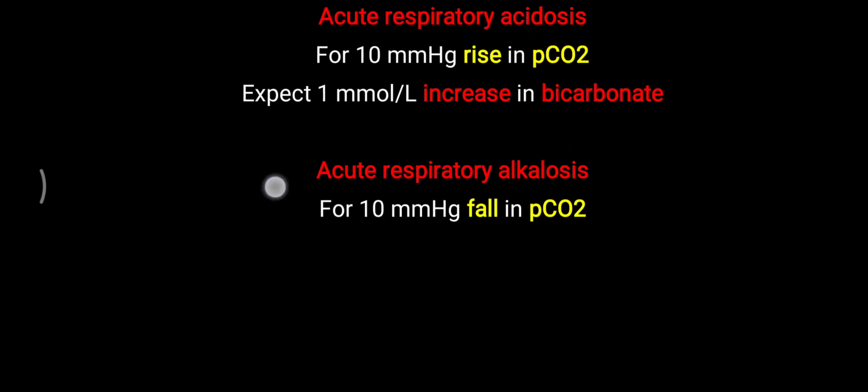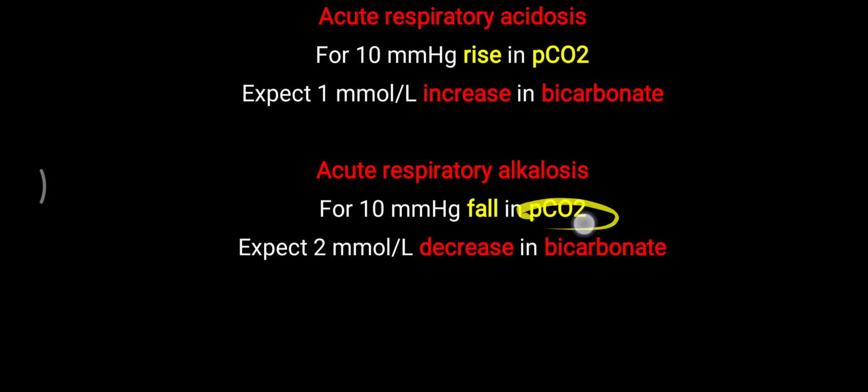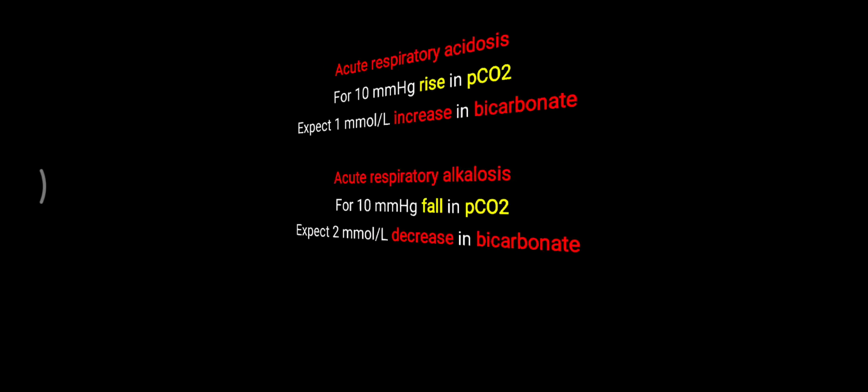So here, suppose hyperventilation or some clinical condition causes excessive expiration, so the partial pressure of carbon dioxide is decreasing or falling. So per 10 mm Hg fall in PaCO2, the bicarbonate level will decrease by 2 millimole per liter.